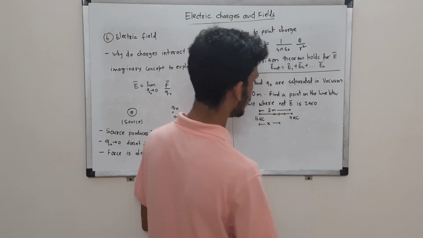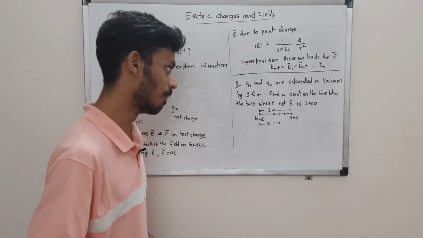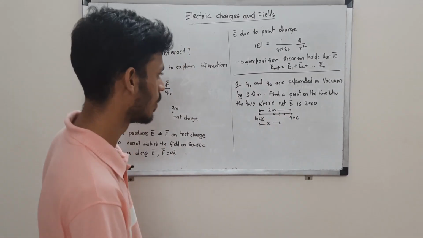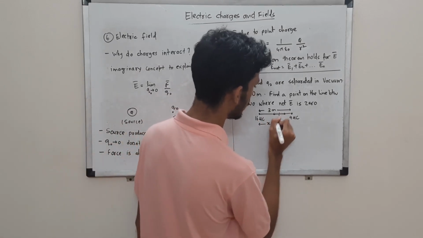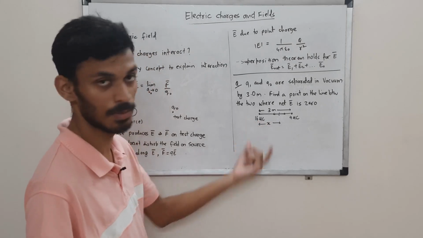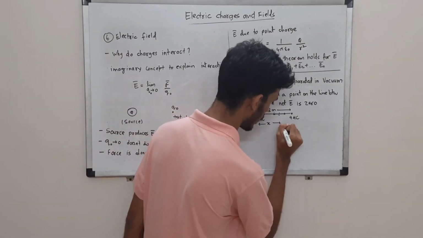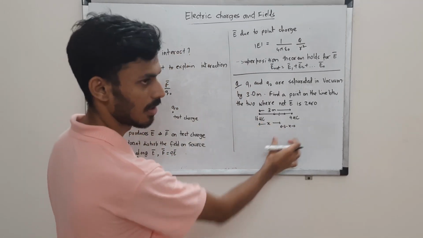Basically it's inversely proportional to distance, right? So it should be at a larger distance from your bigger charge, so that these two forces are equal and they cancel out each other. Suppose we assume that at a distance x from the 16 microcoulombs it becomes 0. So this distance will be 3 minus x, obviously, right? Total distance is 3, so this is 3 minus x.